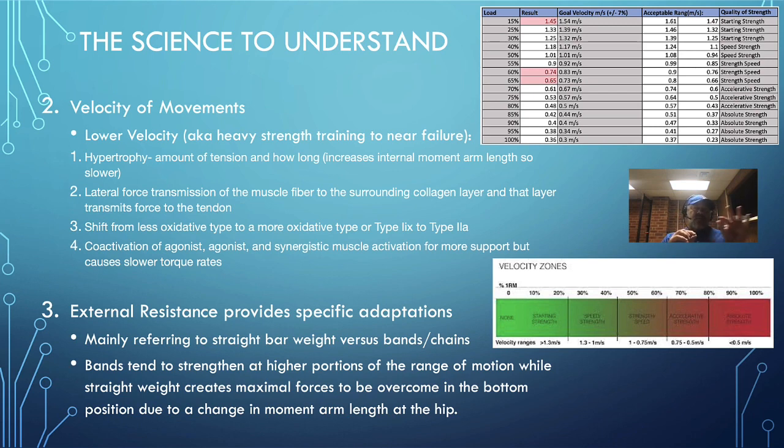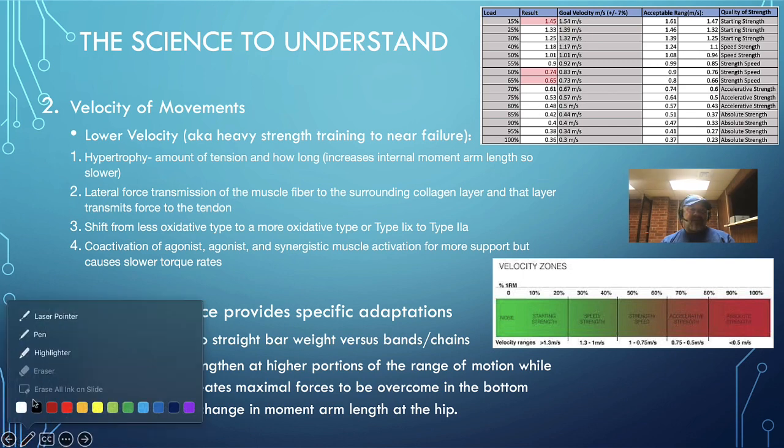Then there's speed strength and strength speed. Speed strength is anywhere between 1 meter per second and 1.3 meters per second, and that is really where most of the Olympic lifts are done, the snatch and clean, especially when you're going heavy. There's a lot of power being produced in either speed strength or strength speed, because strength speed is moving a moderately heavy weight very quickly, whereas in speed strength, speed becomes the main priority. Then accelerated strength is where most of you spend your time when you're doing hypertrophy work.